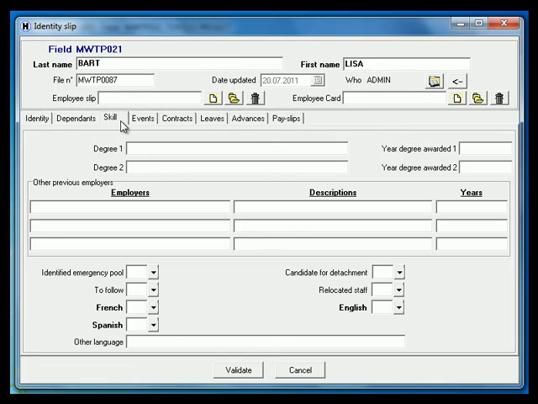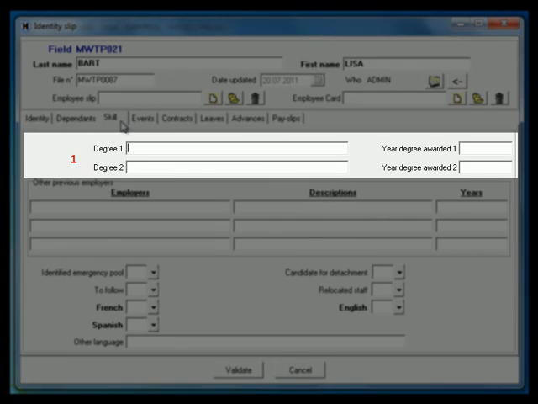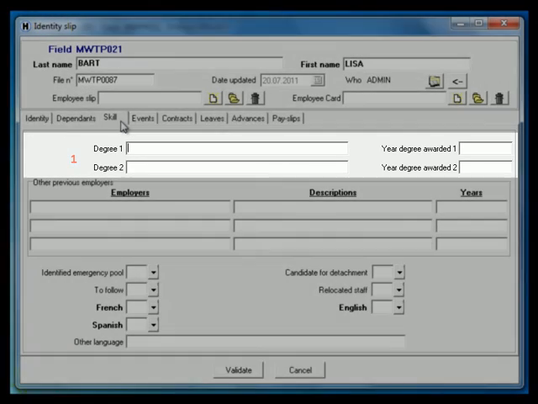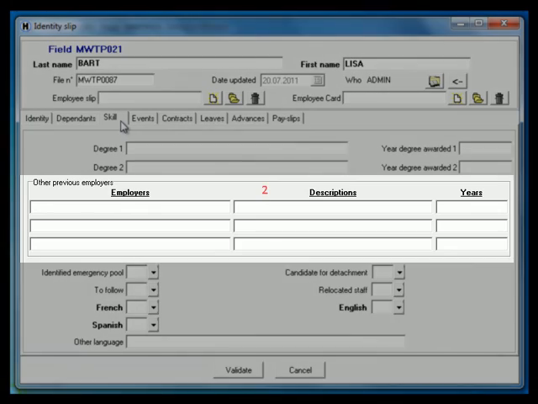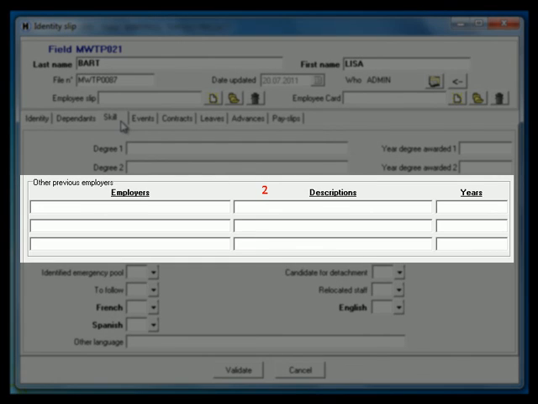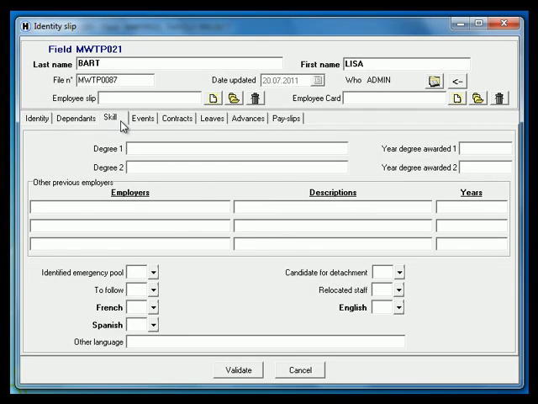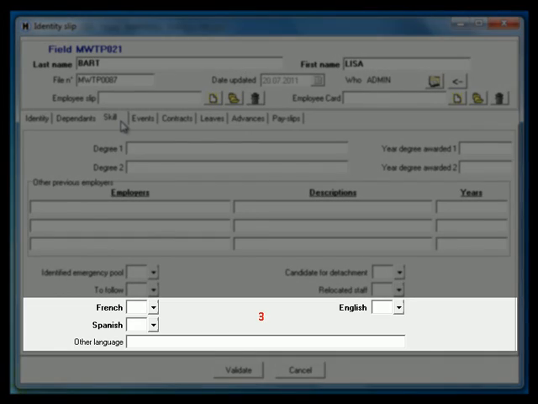Let's go to the Skills tab. We can record 4 different types of information in the Skills tab. Information about academic education of the employee, information on previous employment, information on the language spoken by the person.